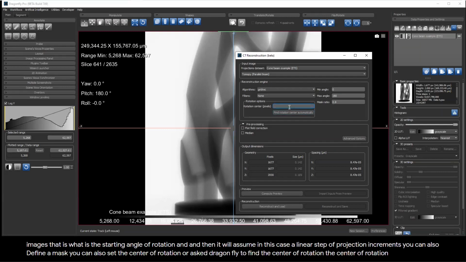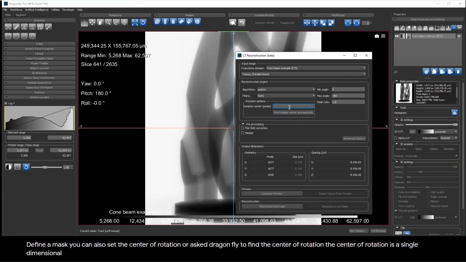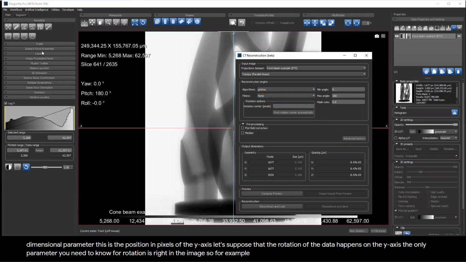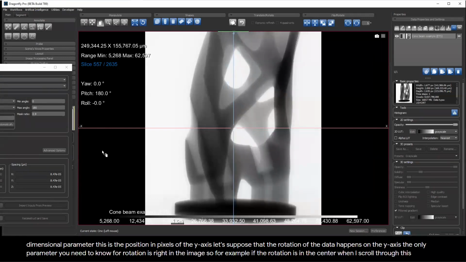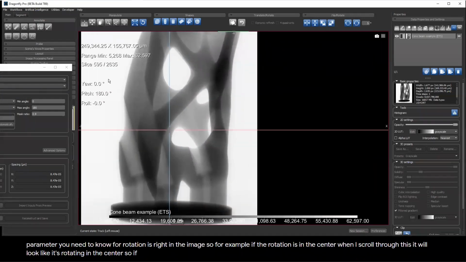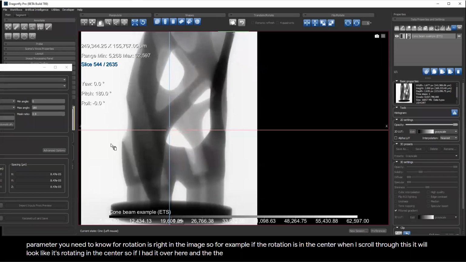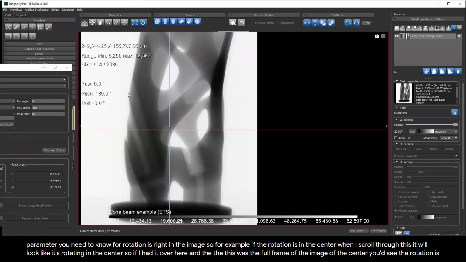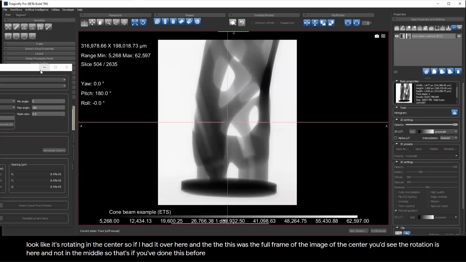The center of rotation is a single dimensional parameter. This is the position in pixels of the y-axis. Let's suppose that the rotation of the data happens on the y-axis. The only parameter you need to know for rotation is the displacement left to right in the image. So for example, if the rotation is in the center, when I scroll through this, it will look like it's rotating in the center. If I had it over here and this was the full frame of the image, you'd see the rotation is here and not in the middle. If you've done this before, then you'll understand. You're basically just determining the center.